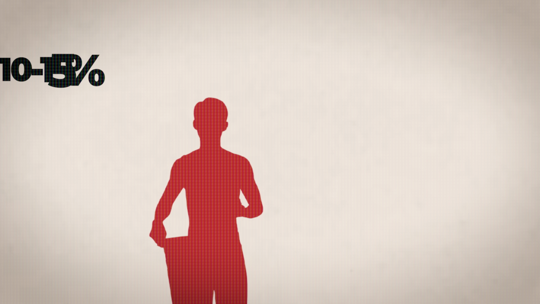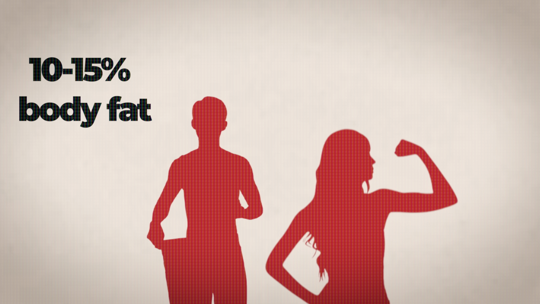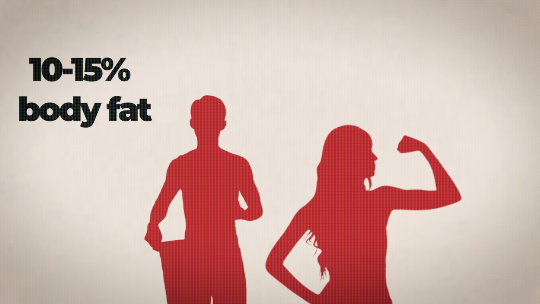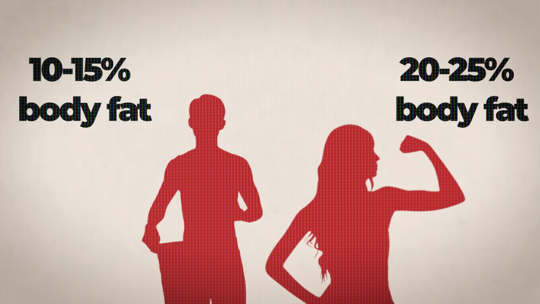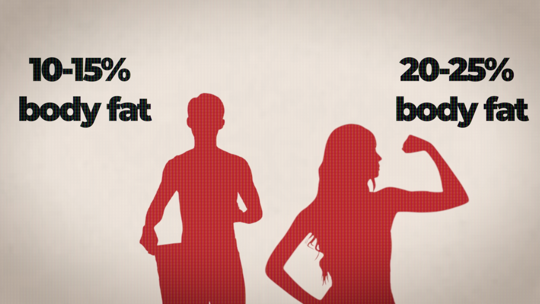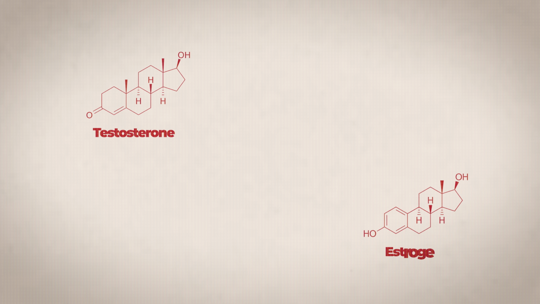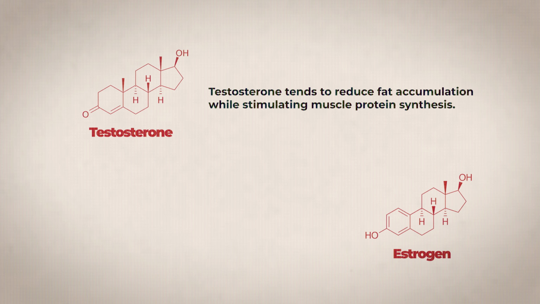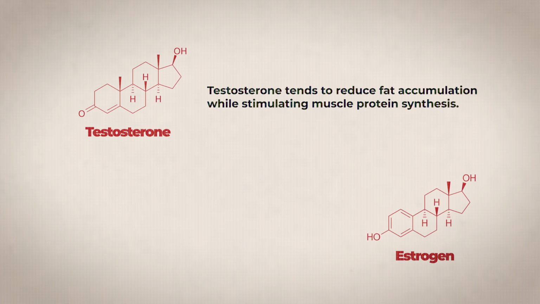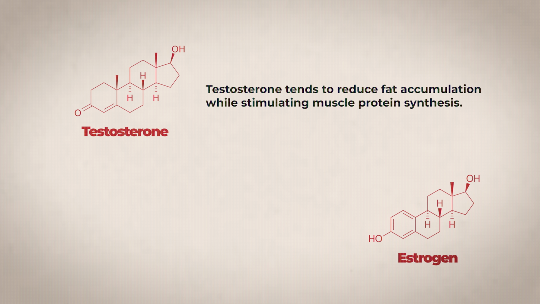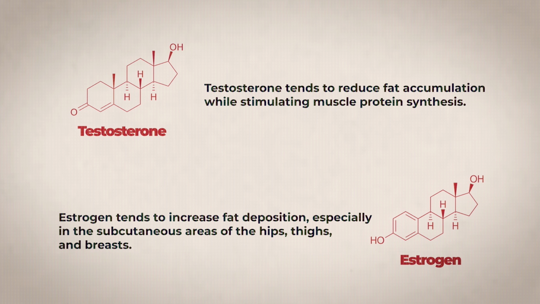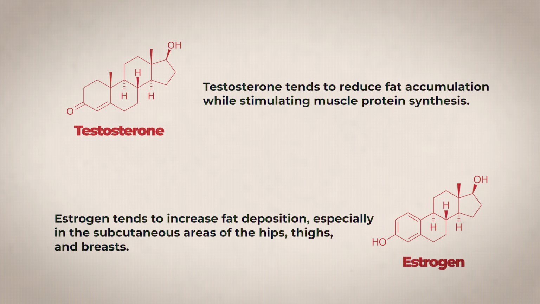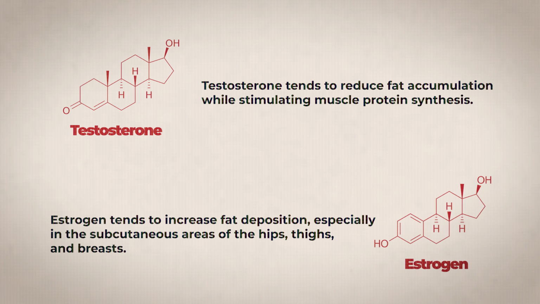So have you ever wondered why females typically have more body fat than males? Like, a fairly lean, healthy male could have anywhere from 10 to 15% body fat, but a comparably healthy female could have 20 to 25% body fat. Well, there are multiple factors that contribute to this difference, such as the differing effects of testosterone and estrogen. For example, testosterone tends to reduce fat accumulation while stimulating muscle protein synthesis, whereas estrogen tends to increase fat deposition, especially in the subcutaneous areas of the hips, thighs, and breasts.